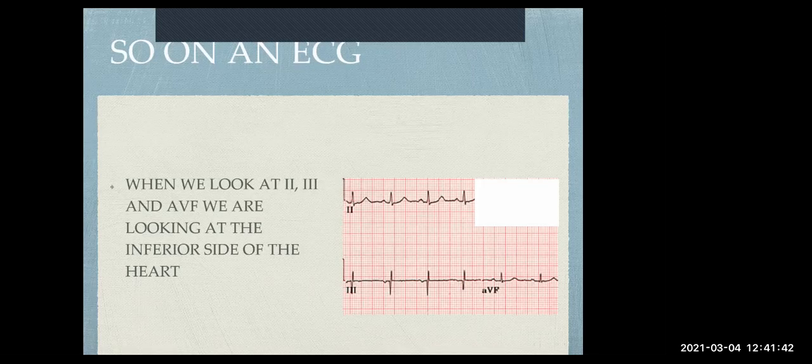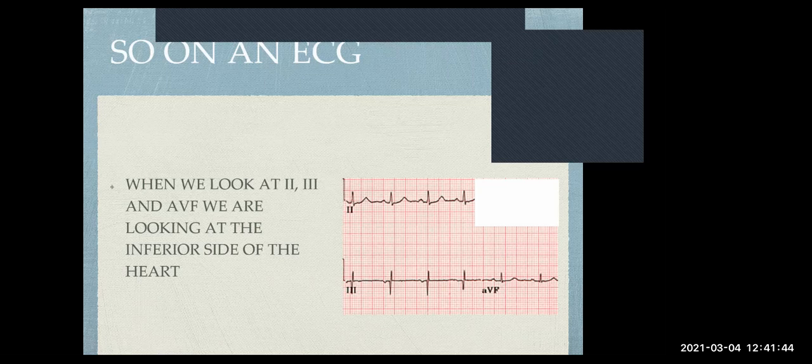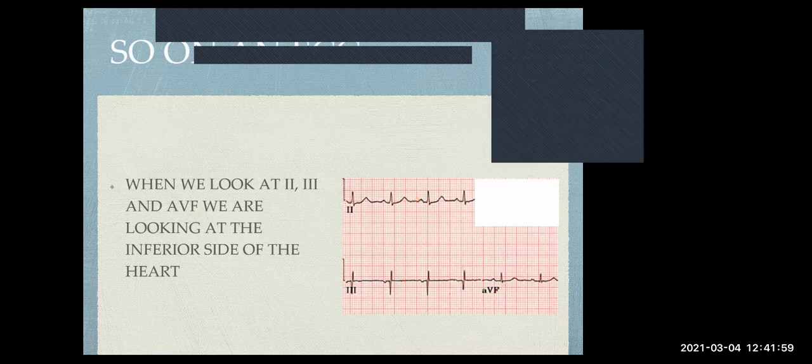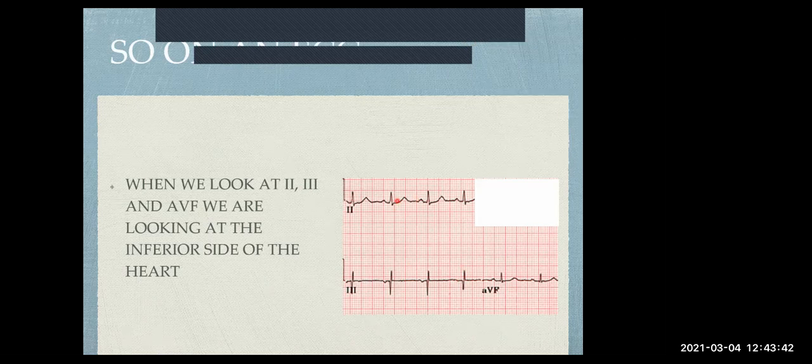Now, what that means is that whenever we are looking at leads 2, 3, and AVF, we are looking at the inferior side of the heart, and they tend to give you a similar picture. Not exactly the same, but they always tend to look similar. So these three give us a similar picture. And when we are looking at the inferior side of the heart, we look at leads 2, 3, and AVF, and they are the ones that give us that idea of what's going on over there.